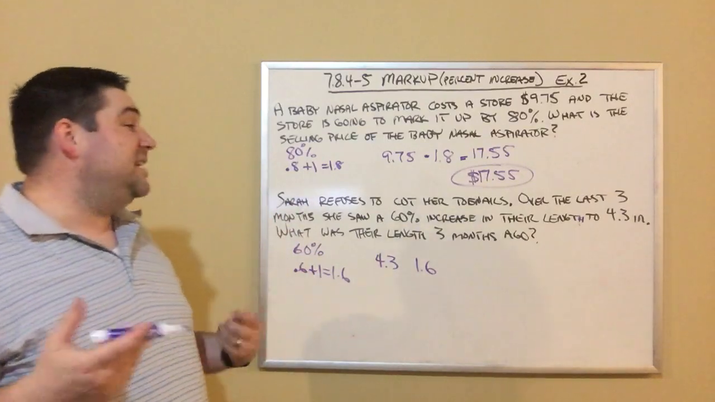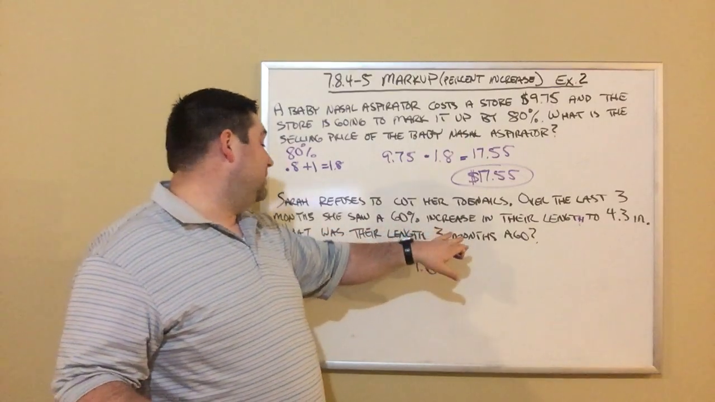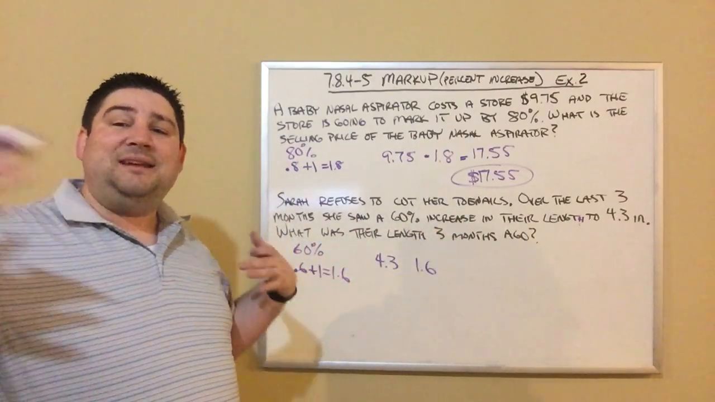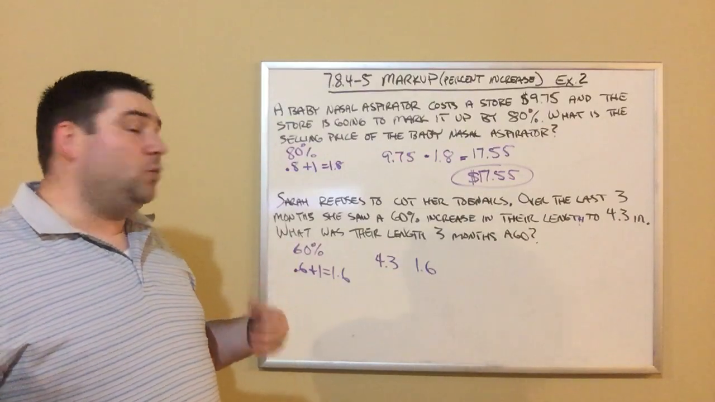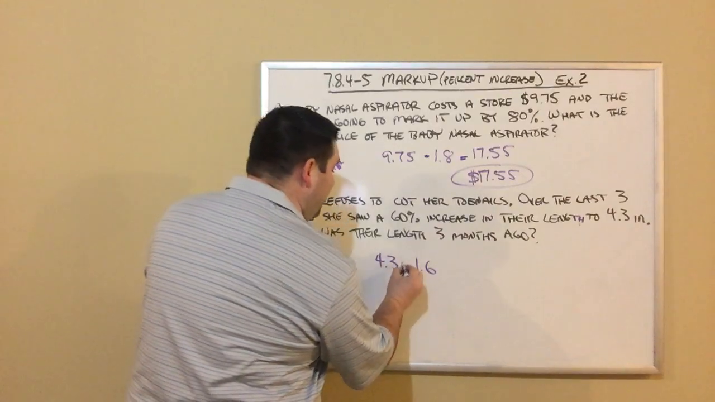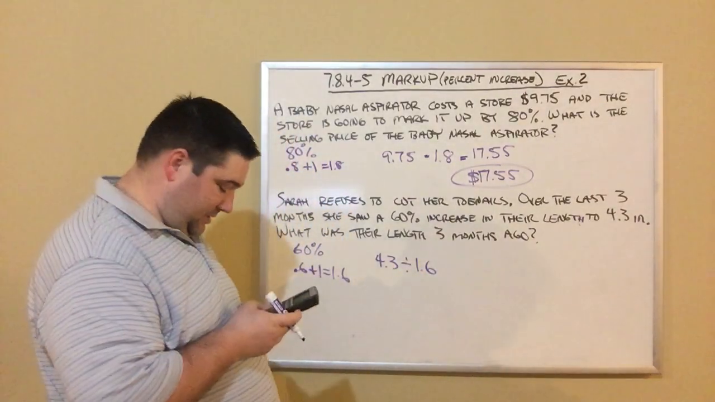So she saw a 60% increase in their length to 4.3 inches. And then the question is, what was the length 3 months ago? So that means the percent increase already happened. So we're going to divide to figure out what it was 3 months ago. So because it already happened, we divide. So I'm going to do 4.3 divided by 1.6.